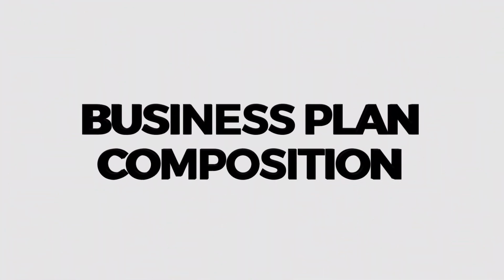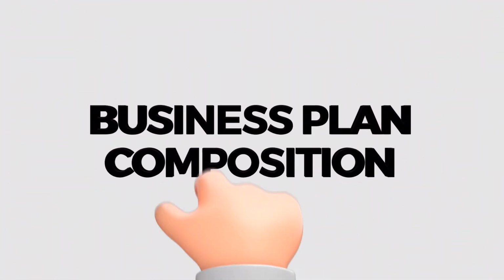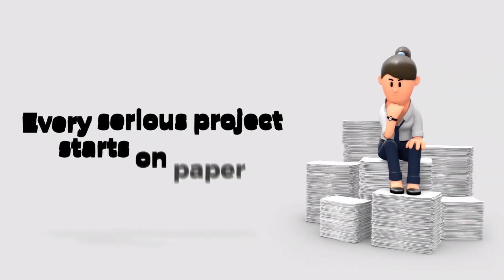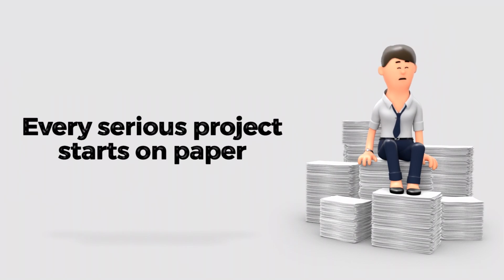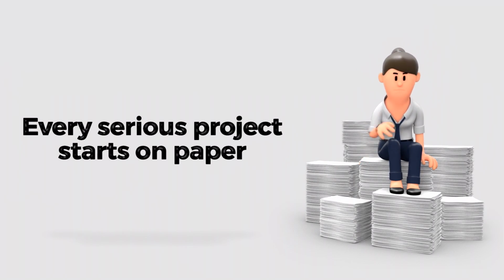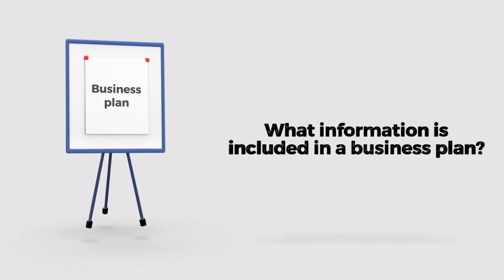Let's get into details. The first step is business plan composition. Every serious project starts on paper. In the case of a gambling platform, it is a document that works as a checklist for further business setup and subsequent running. So, what information is included in a business plan?